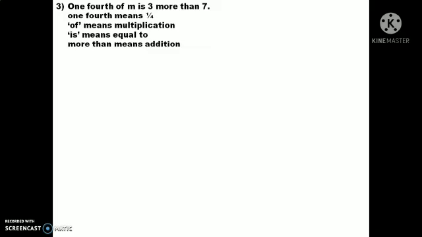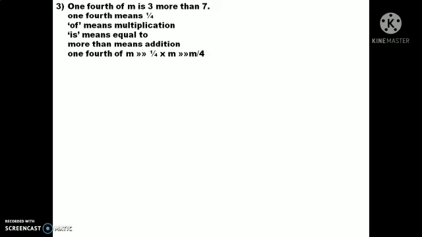1/4 of m can be written as 1 by 4 into m, and you can write it as m by 4. The above statements are given already. Is means equal to, more than means addition. Okay, now we are going to convert it one by one. 1/4 of m means m by 4.